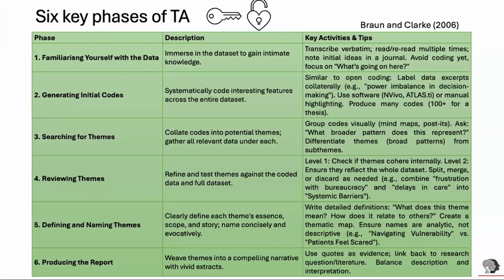And then the final phase will now be producing the report. And this is now where you weave the themes into a much more compelling narrative. And this would be supported by the excerpts from the actual data transcripts that you were reading. This process will need you to use quotes as evidence, and this would enable you to link back to the research question of your study, and the literature that you read that informed the research question that you came up with.